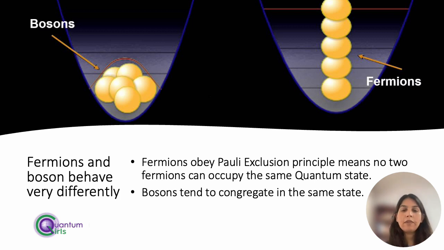Fermions and bosons behave very differently. Fermions obey the Pauli exclusion principle, which means no 2 fermions can occupy the same quantum state, as you can see in the picture on the right hand side. Bosons tend to stay together in the same quantum states. So that's one of the differences between fermions and bosons.